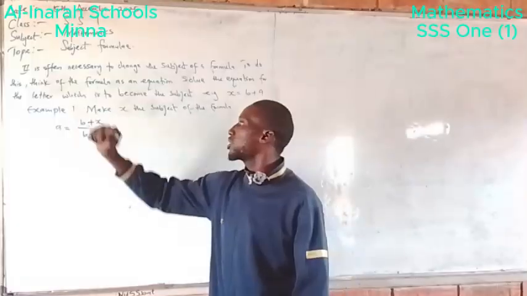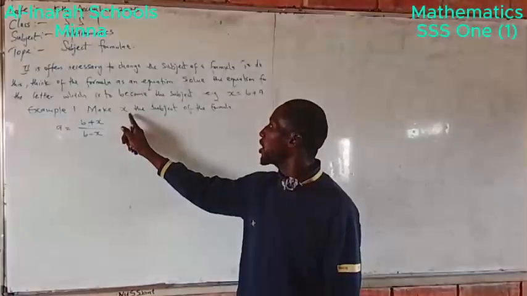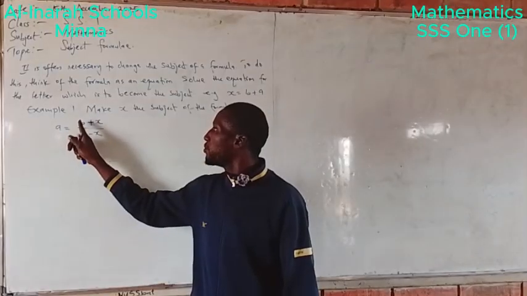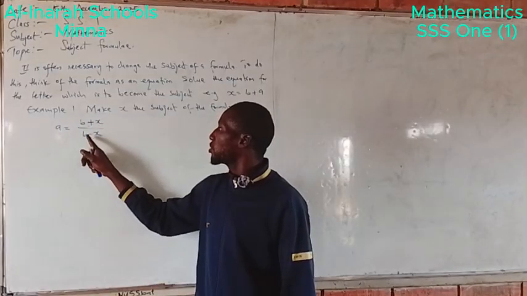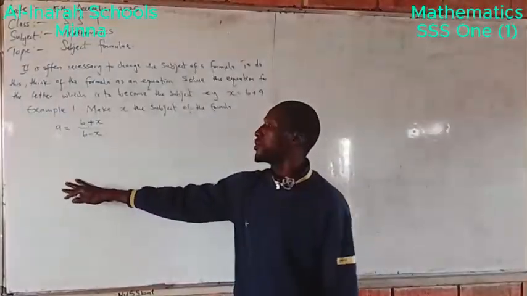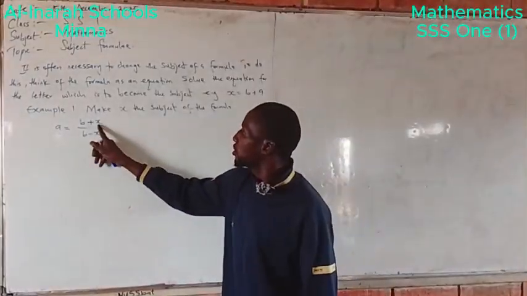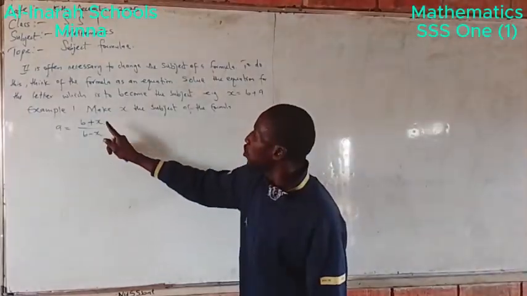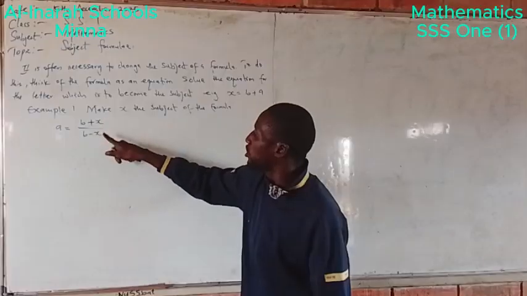Let us move to example 1. Make x the subject of the formula. We have a is equal to b plus x over b minus x. By mere looking at this, all these are alphabets. We are to make x the subject of the formula. Looking at this, we have the numerator and the denominator.